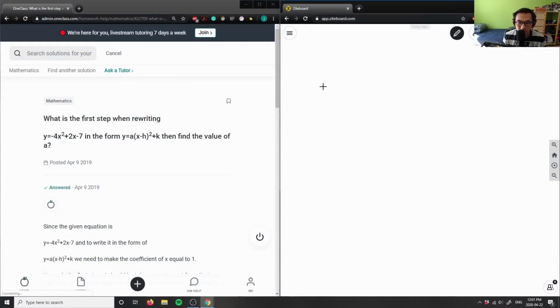What is the first step when rewriting y equals negative 4x squared plus 2x minus 7 in the form y equals a times x minus h squared plus k, and then find the value of a. So this is the concept of a quadratic equation in standard form. So this is y equals negative 4x squared plus 2x minus 7.